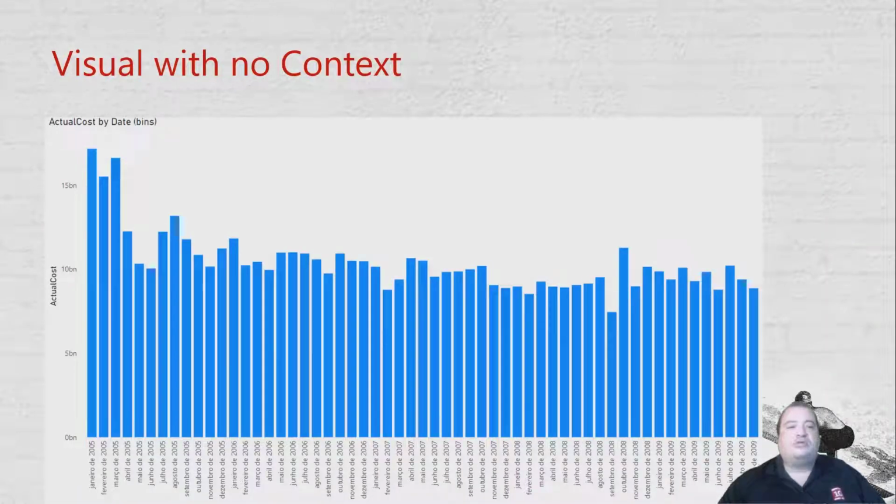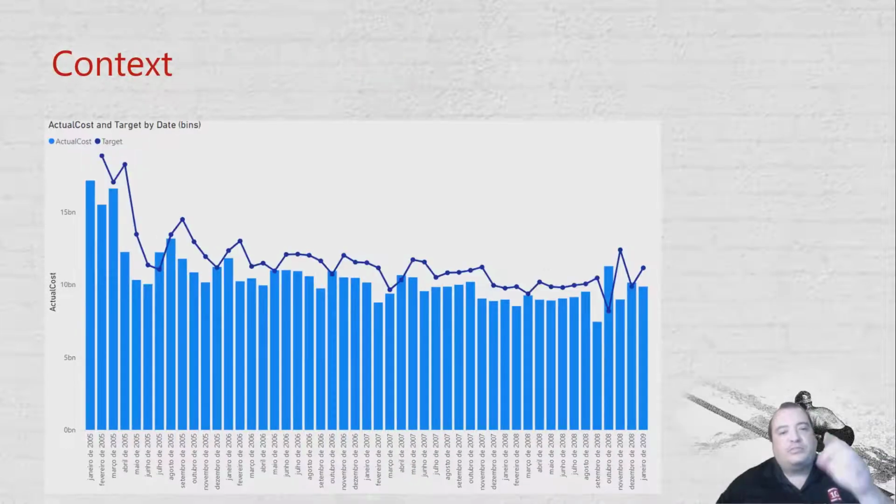Here you see a visual. A visual showing the total of sales for every month. But what's the context? Are these totals good? Are these totals bad? What's the context in relation to this? How would we know what's good and what's bad here? We need to put some context on this visual.